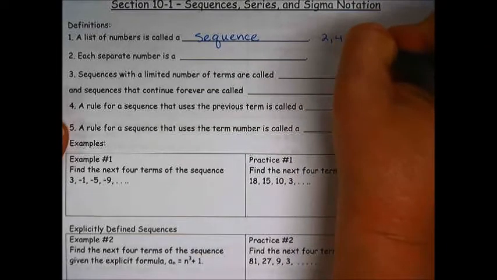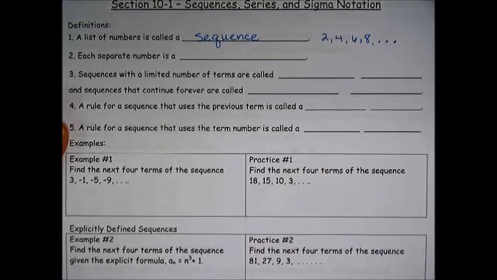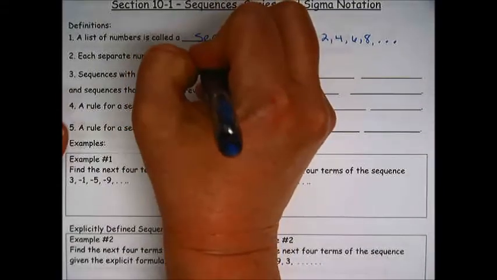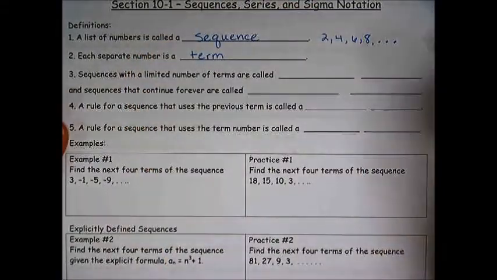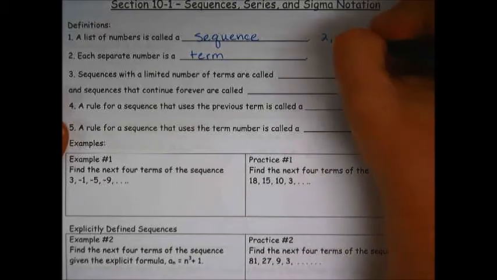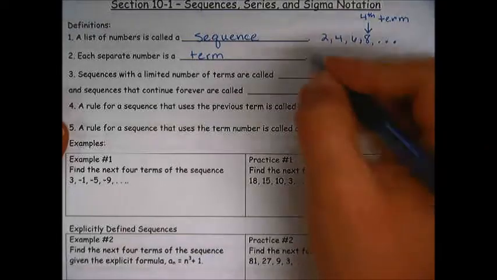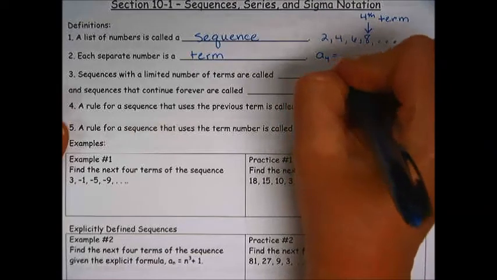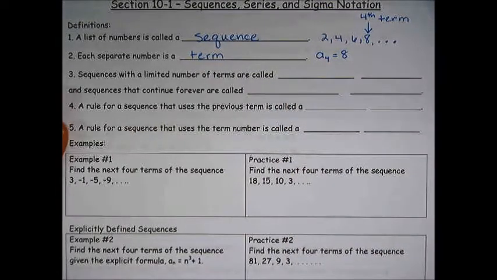And then we can talk about whether this sequence ends or keeps going. Each separate number is a term, and the notation you would use, if I have a sequence 2, 4, 6, 8, is that 8 is the fourth term in my sequence. We would use the notation A with a little subscript 4 equals 8. That's a notation we're going to use.